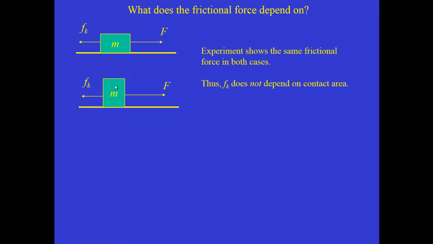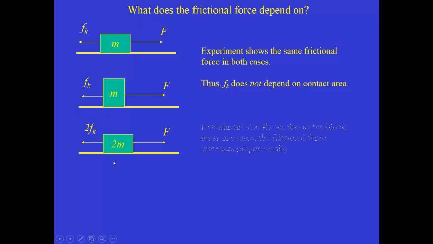So that's important. But we can also do a separate experiment and imagine that we now apply that same force F to a mass that's twice as large. What we find out is that we get twice the frictional force. All right? And so what that tells us is that as the mass of the block increases, the frictional force that it experiences when it slides increases proportionally. If you double the mass, you double the force of kinetic friction, and so on.